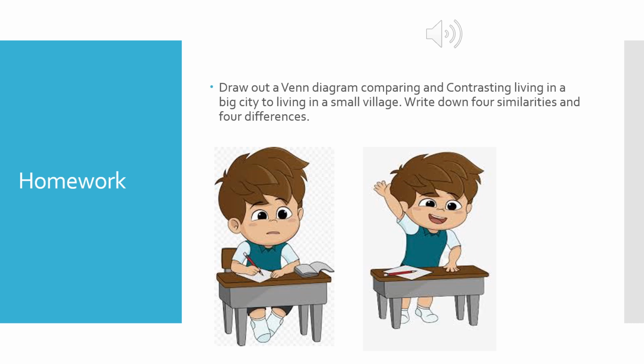Great job, 7th grade. You did an amazing job today. Here's your homework. Draw out a Venn diagram comparing and contrasting living in a big city to living in a small village. Write down 4 similarities and 4 differences. Your homework is due on Thursday, April 2nd, 2020. Feel free to contact me with any questions you have.